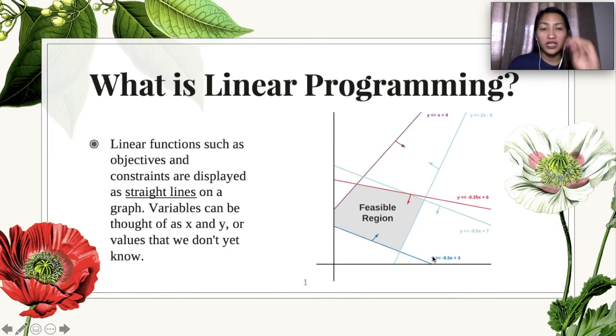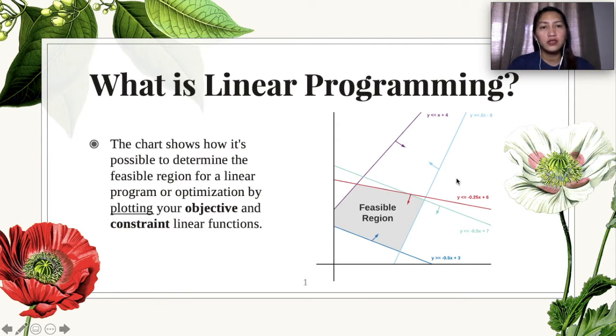Okay, so let's take a look at this graph. This graph has x-axis and y-axis and several lines. So these lines is what we call linear functions. So these linear functions, it could be objectives and constraints displayed in a graph. So the variables, kung mapapansin mo, meron tayo dyang variables na x and y na kung saan yung values nila ay hindi pa known.